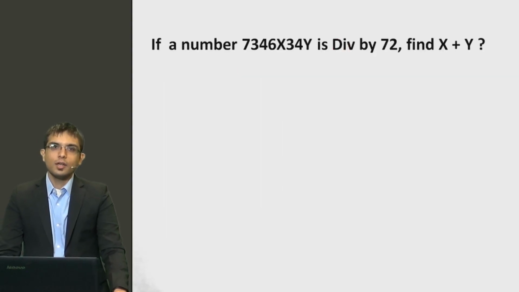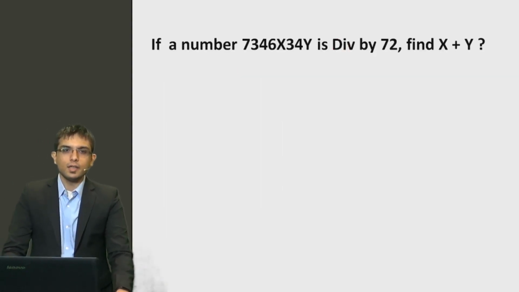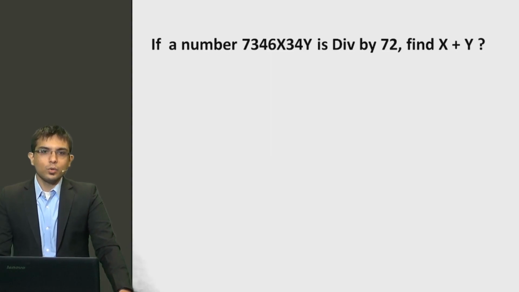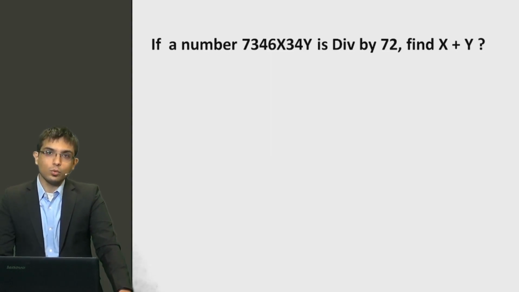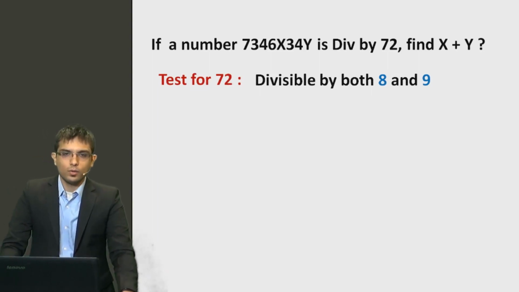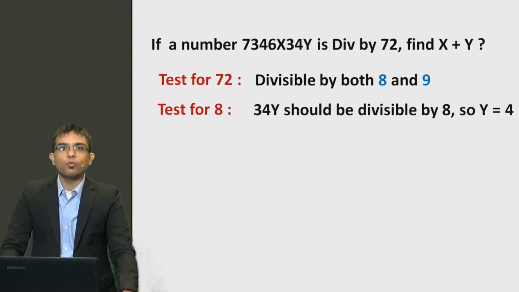Next question. If a number 7346x34y is divisible by 72, find out x plus y. Interesting question. Here you need to understand that this number is divisible by 72, and for 72 you have to find out two co-prime numbers whose multiplication is 72 and they must be 8 and 9. So you need to check this number should be divisible by 8 and 9 both. If this number is divisible by 8, that means 34y must be divisible by 8. And if 34y should be divisible by 8, in that case y has to be 4 because 344 is divisible by 8.